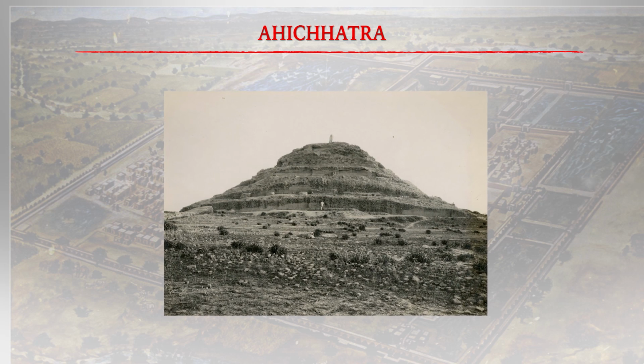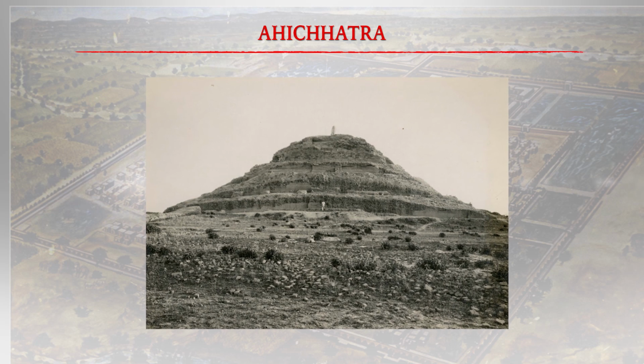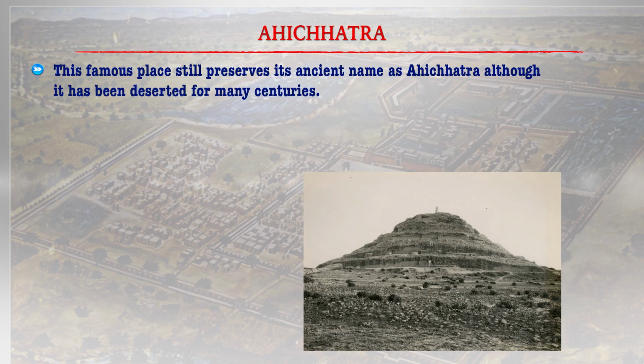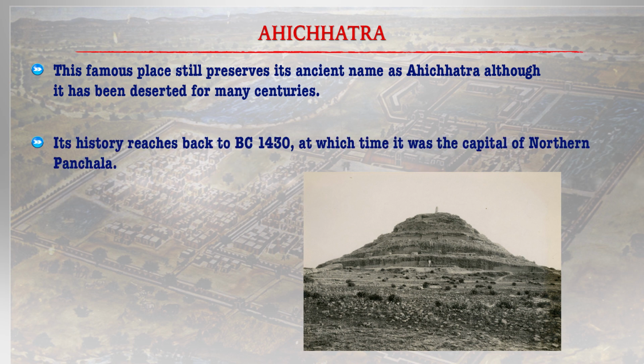It is a very important place which is often related to the archaeology of the period of the great epic Mahabharata. This famous place still preserves its ancient name as Ahichatra, although it has been deserted for many centuries. Its history reaches back to BC 1430, at which time it was the capital of the northern Panchala. The name is written Ahichatra as well, but the local legend called it Adiraj, the Naga king, who formed a canopy over his head when asleep.